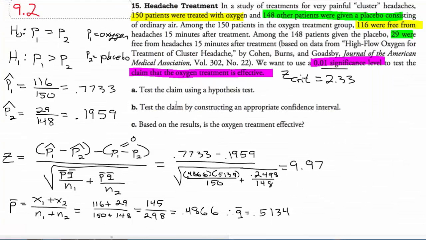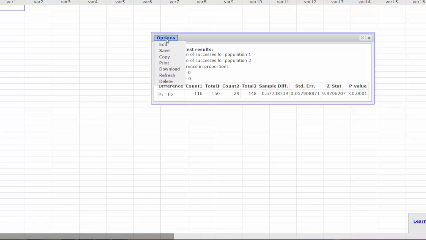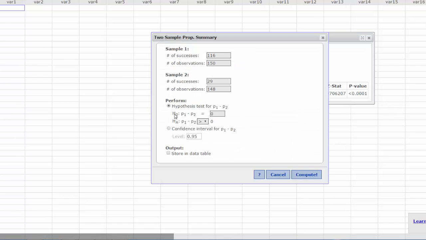Now, what if we wanted to test the claim by constructing the appropriate confidence interval? Well, that's really easy with technology because we can see very quickly how to do it in StatCrunch. Go to our options and edit, and all we're going to do is go back here, and instead of doing hypothesis testing, we're going to do a confidence interval. And remember, our alpha was set to 1%.